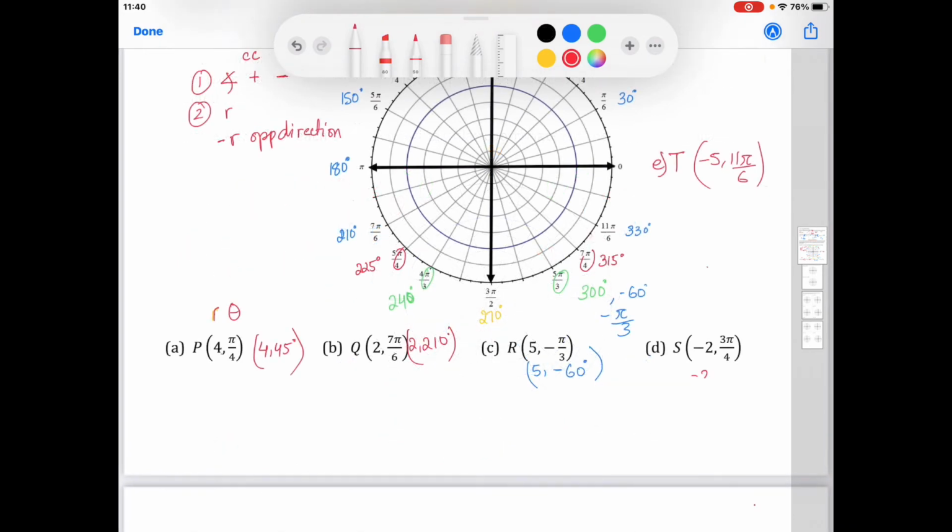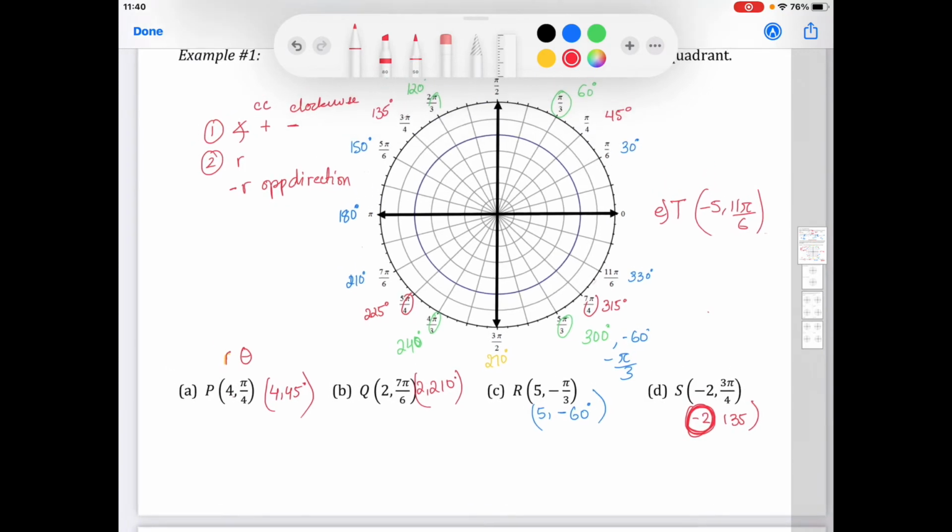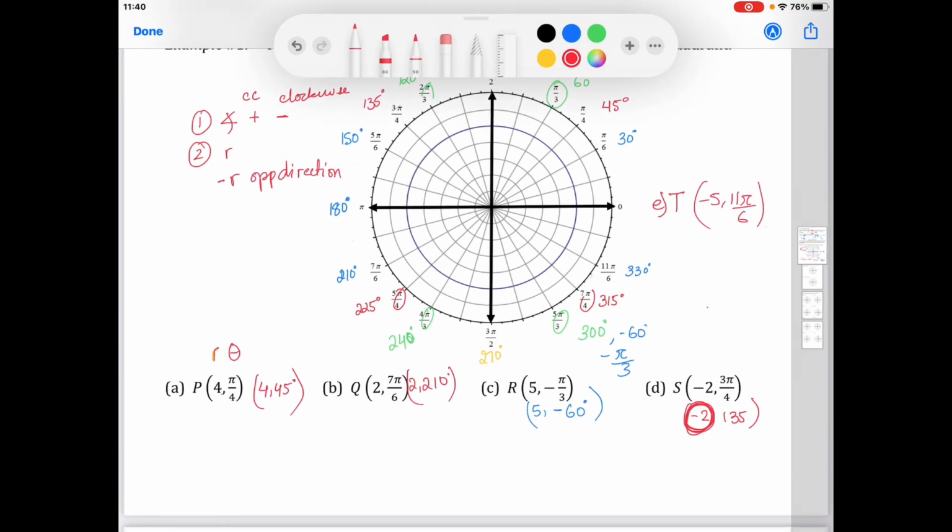So D. Here, be very careful now. Let's do this again. Let's first convert it into degrees. 3 pi over 4 is 135 degrees. The only thing is that this 2, my R, is negative. What does that mean? I'm going to be in the opposite direction of 135 degrees. So wherever my 135 is, what is opposite of 135? 135 is in the second quadrant, so it will be something in the fourth quadrant. That's where my point will end up. That's basically what it means.